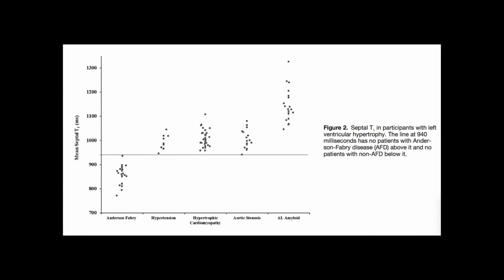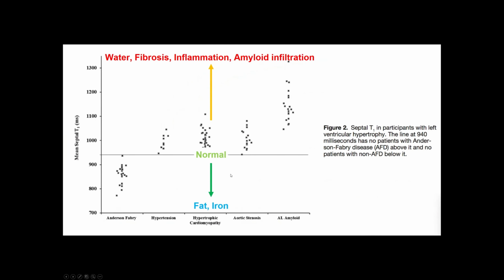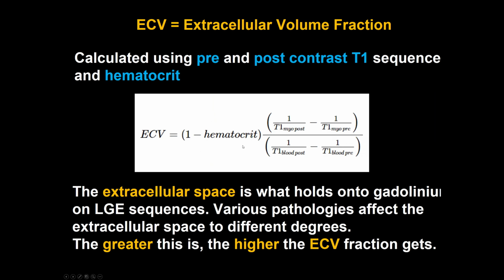The black line represents normal. Water, fibrosis, inflammation, and amyloid infiltration all increase native T1, while fat and iron decrease it. The extracellular volume fraction, or ECV, is calculated using this equation here. So if you have pre- and post-contrast T1 maps and the patient's hematocrit, you can calculate the ECV. The extracellular space is what holds on to gadolinium on late gadolinium enhancement sequences. Various pathologies affect the extracellular space to different degrees. The greater this is, the higher the ECV fraction gets.